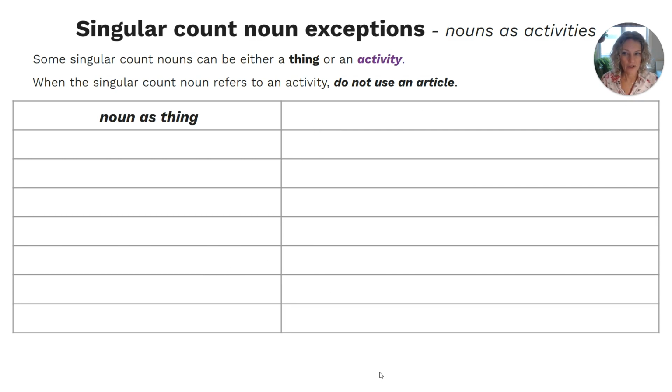So an example of a noun as a thing is, I don't jump on the bed.